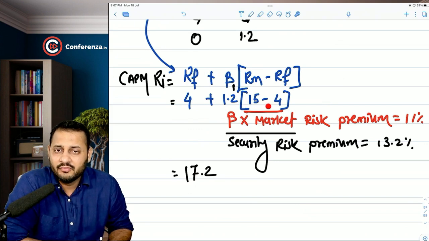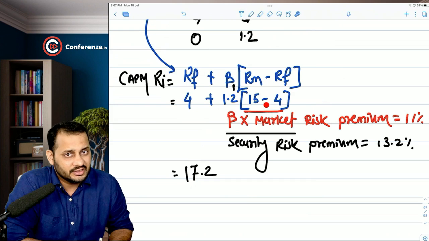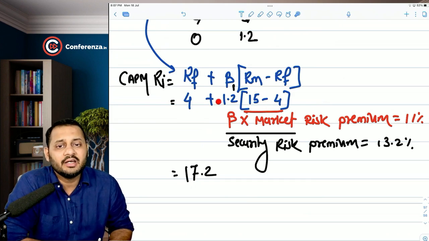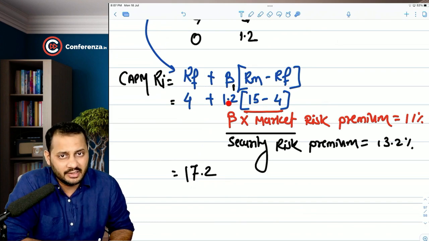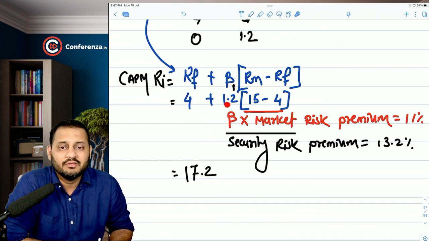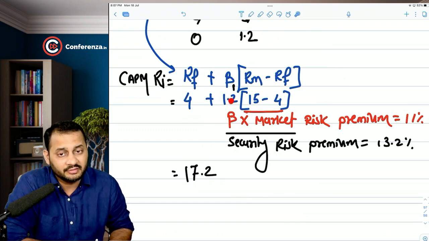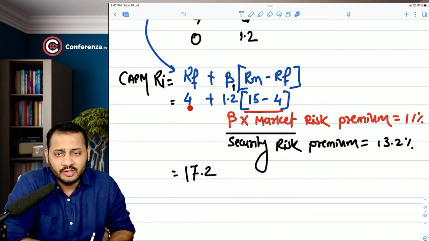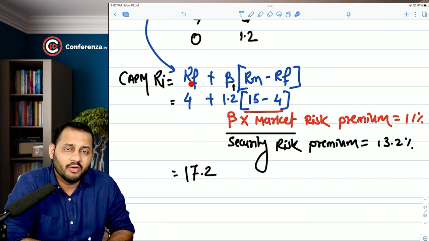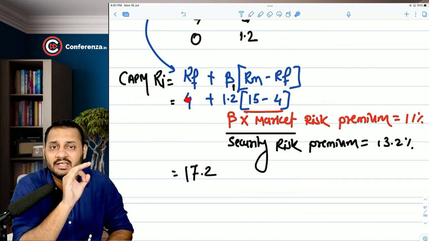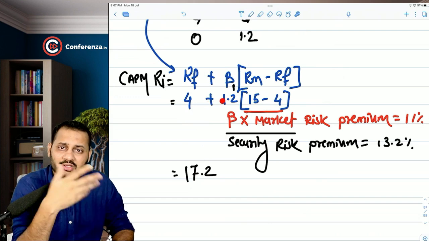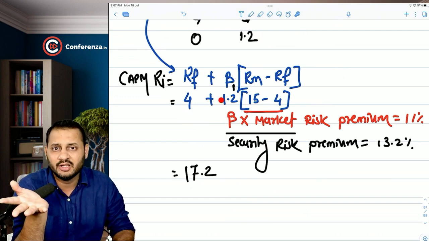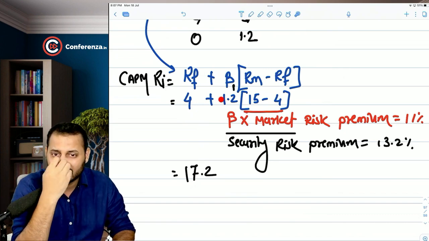15 minus 4 will give you the premium just to invest in the market, and then this market premium, when multiplied with the security's beta, will give you the risk premium that you should earn for taking this much risk in this security, and 4 was the minimum. See, wherever you go, this 4 will always be there, because this is the return that you are earning without taking any risk. And from that point onwards, there will always be something for the risk, na? So that is the premium.